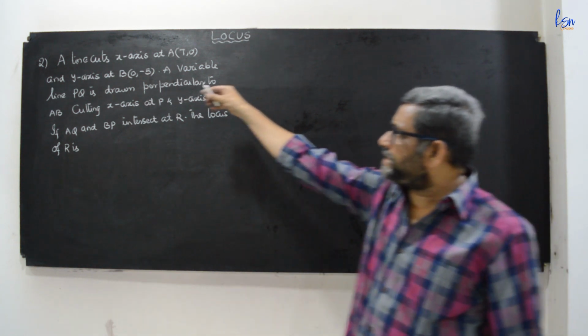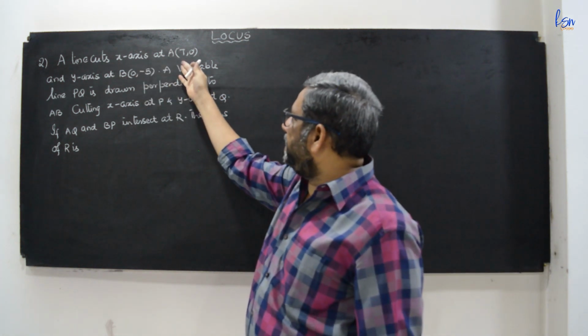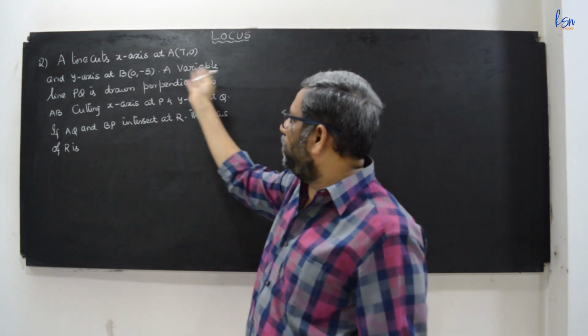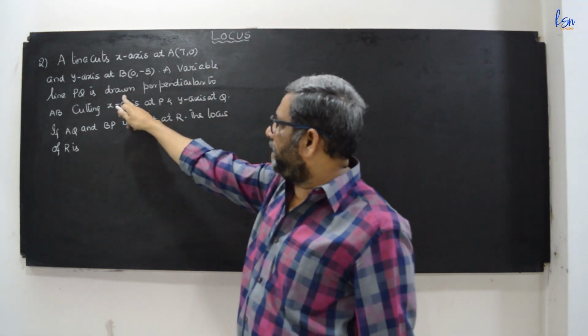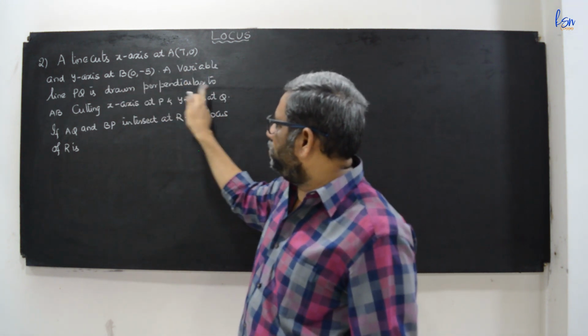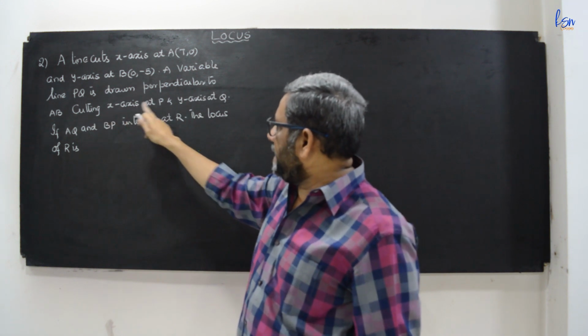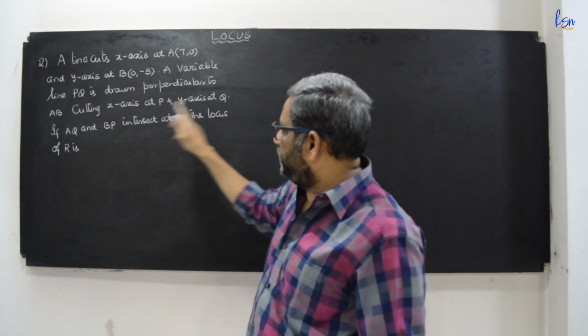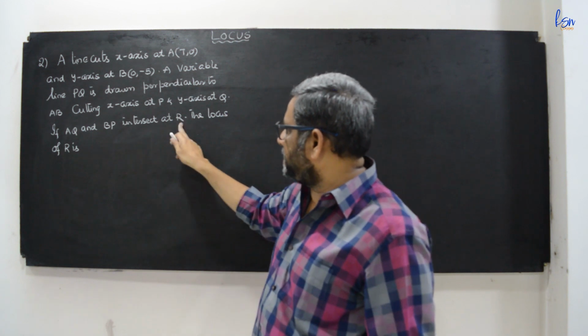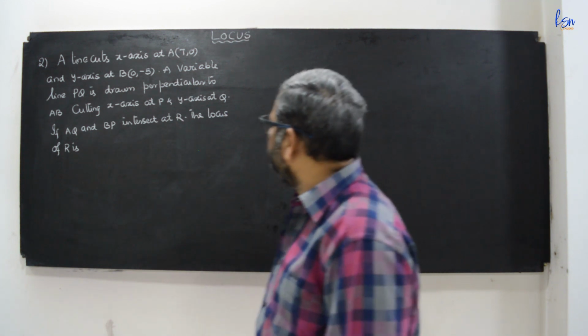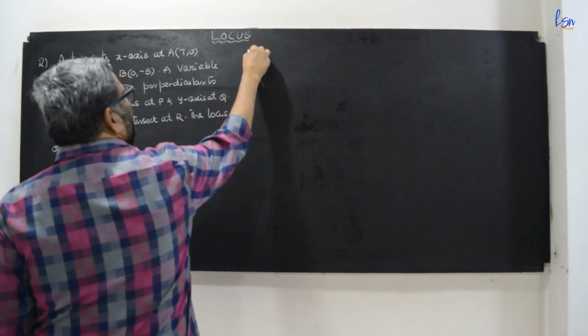The second problem: a line cuts the x-axis at A (7, 0) and the y-axis at B (0, minus 5). A variable line PQ is drawn perpendicular to AB, cutting the x-axis at P and the y-axis at Q. If AQ and BP intersect at R, find the locus of R. The solution is such.